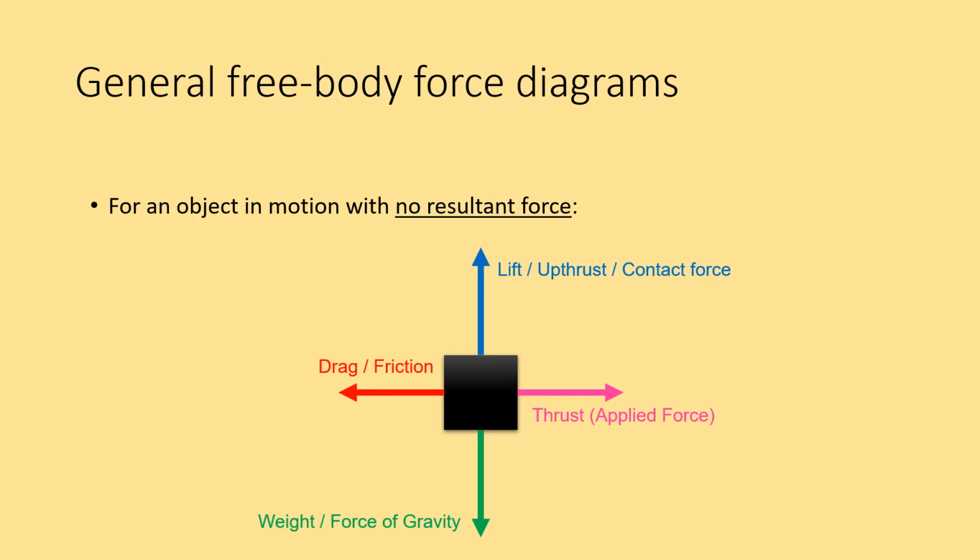If we have an object in motion and there's no acceleration, so there's no overall force, we're going to have this kind of situation where forces are balanced, but there's going to be some sort of lift or upthrust or contact force depending on what the body is doing. There's going to be a drag or a friction force opposing the direction of motion, and there's going to be a thrust, which is the applied force pushing it in that direction, and then there's going to be some sort of weight or force of gravity trying to pull it towards the center of the Earth. And as it's in constant motion, all of these are going to be balanced, so every single arrow must be drawn to exactly the same size.